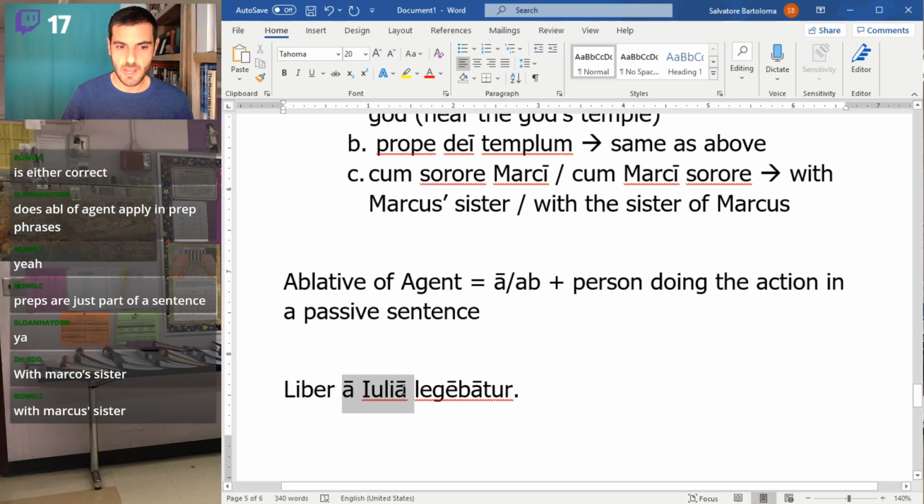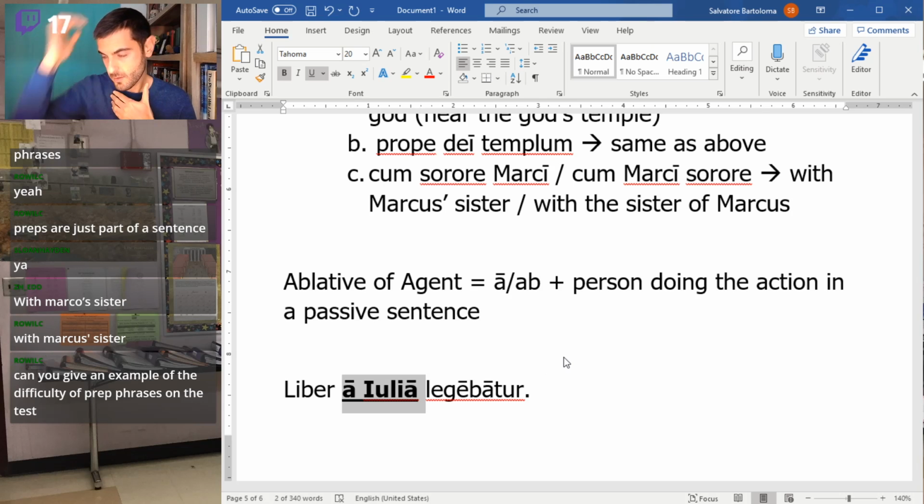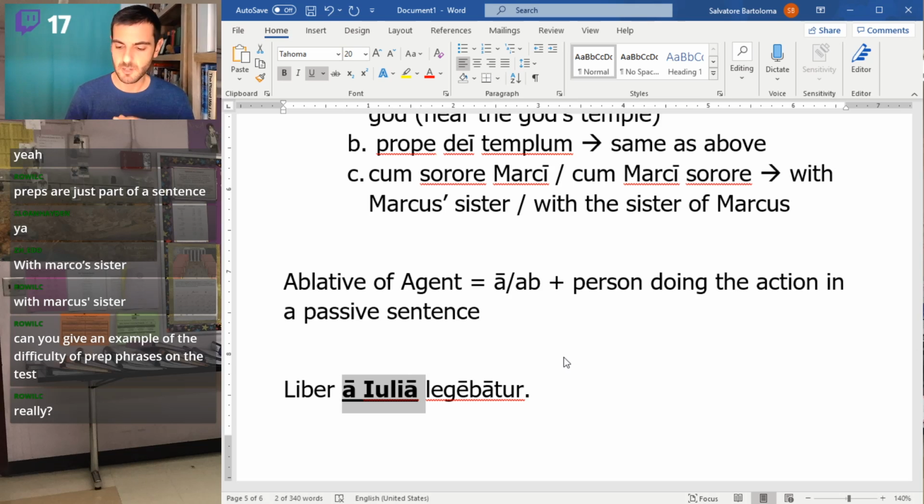So this is your ablative agent. The book was being read by Julia. I mean, this is the difficulty. Prepositional phrases, it's not like there's some sliding scale of difficulty. A prep phrase is always a preposition, a noun, maybe an adjective, or maybe a genitive. They don't get much bigger or more complicated than this. I mean, prepositional phrases, that's all they are.